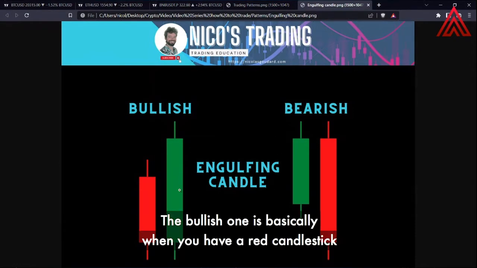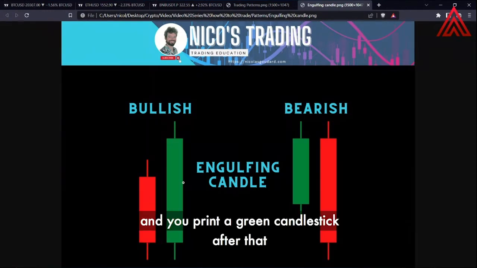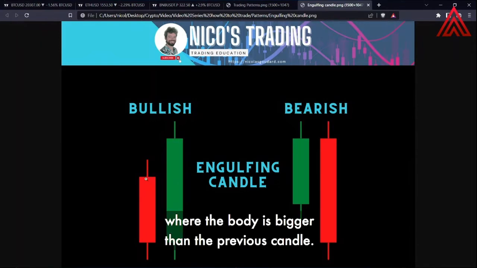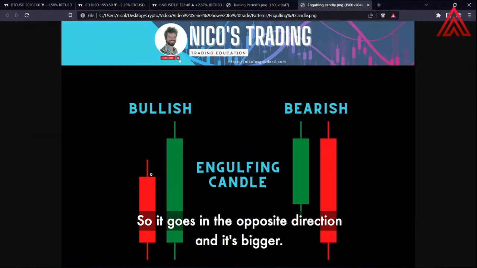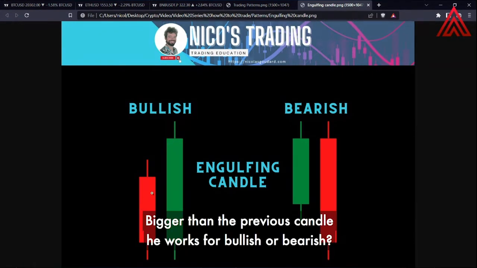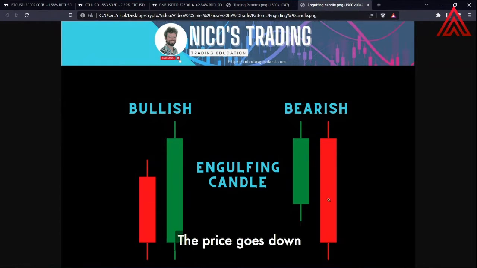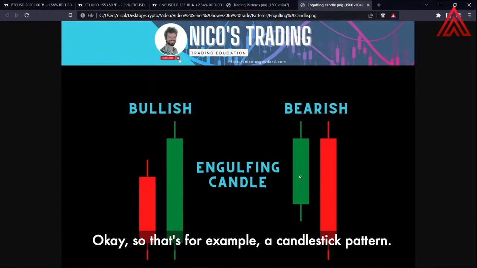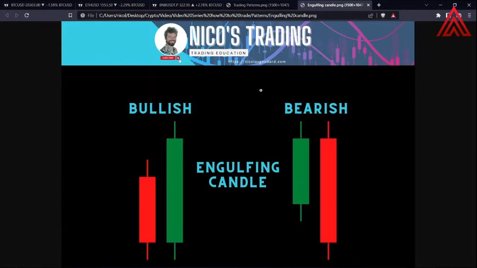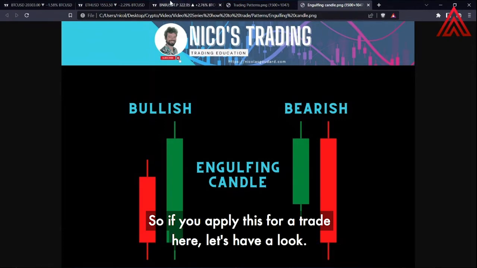The bullish one is basically when you have a red candlestick and you print a green candlestick after that, where the body is bigger than the previous candle. So it goes in the opposite direction and it's bigger than the previous candle. It works for bullish or bearish. Bearish is the opposite. The price goes down and the body of that red candle is bigger than the green candle. That's, for example, a candlestick pattern. So if you apply this for a trade here, let's have a look.